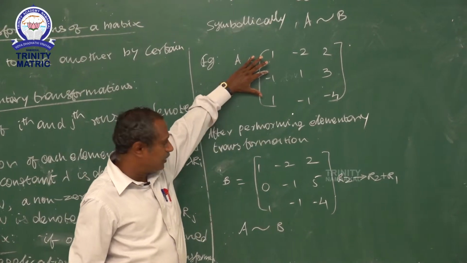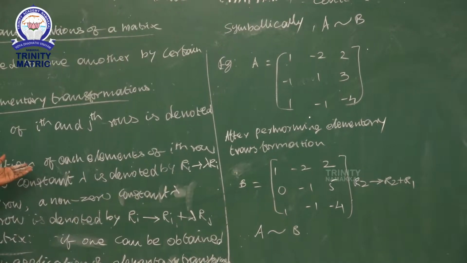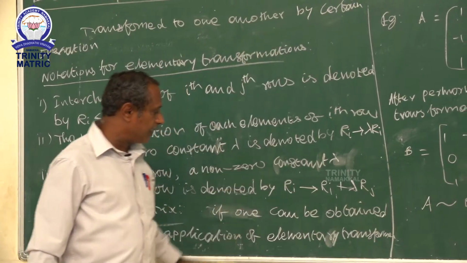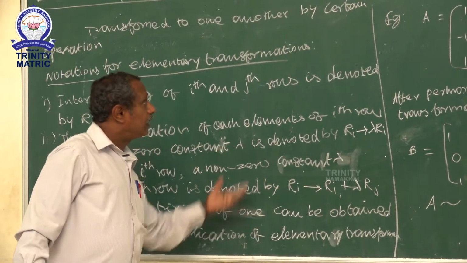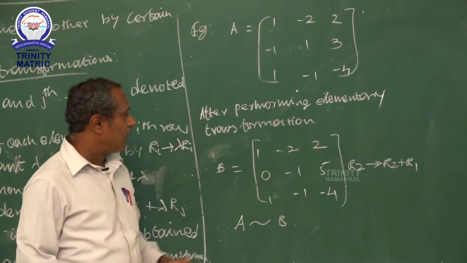For equivalent matrices, we perform certain operations and get the new matrix. That can be obtained by those operations, which are nothing but elementary transformations. So how do we get it? Now I am going to do this.